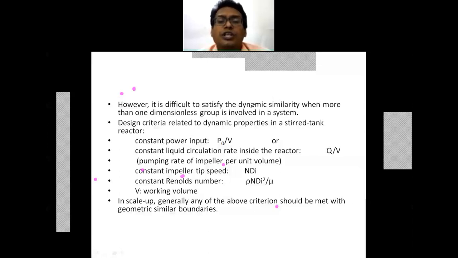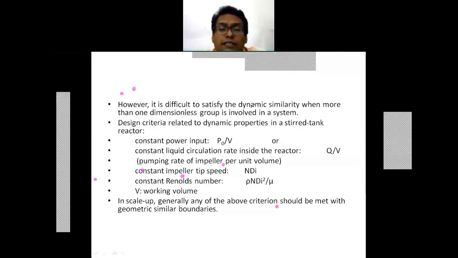Then the constant impeller tip speed, that is N into Di, is the constant impeller tip speed. Then the constant Reynolds number, that is Di square N rho upon mu, and V is nothing but the working volume.